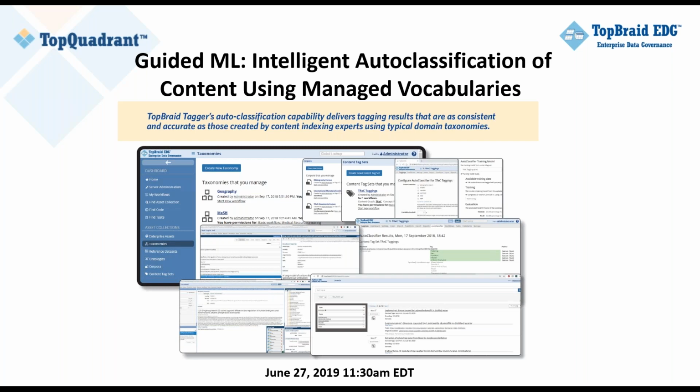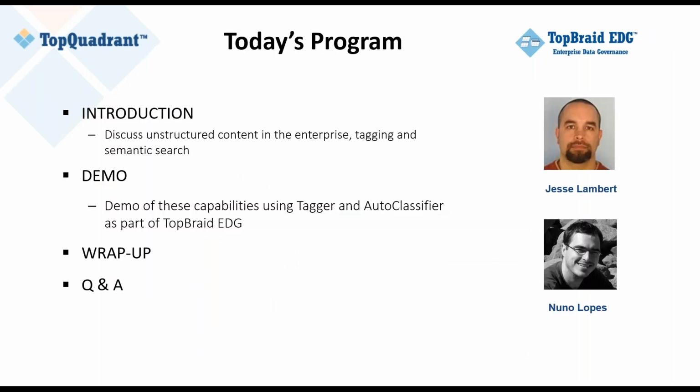Let me start by introducing you to our speakers. Today we have Jesse Lambert and Nuno Lopez. Both are Senior Semantic Solutions Architects at Top Quadrant. Jesse will begin today's presentation with a discussion around unstructured content in the enterprise, basic tagging, and semantic search, and Nuno will demo these capabilities using Tagger and AutoClassifier as part of TopBraid EDG. We will then wrap up with a brief Q&A.